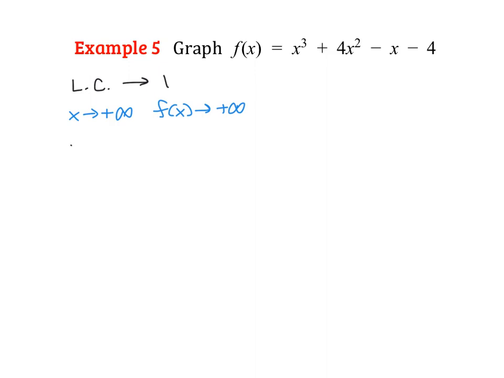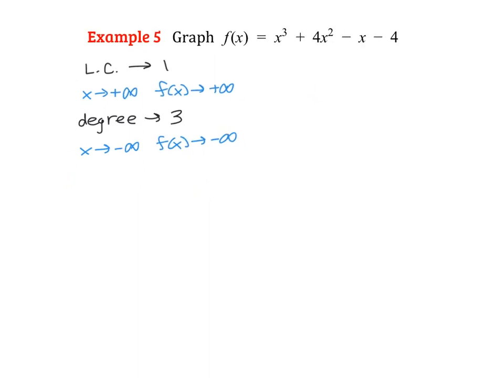Our degree, again, our largest exponent, is 3. Odd degrees have opposite end behavior. So that means that moving to the left, our graph is going to go down. Notice these are opposites because the degree is odd. For the y-intercept, I can see that my constant is -4, so it's at (0, -4).